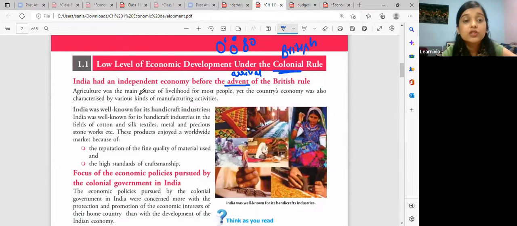Agriculture was the main source of livelihood for most people. Yet the country's economy was also characterized by various kinds of manufacturing industry. Basically, your economy can be dependent on agriculture, industries, or the service sector, right? So before the Britishers, most of the people in India were dependent on the agriculture sector. Plus, there were a few industries as well. India was well known for its handicraft industries.